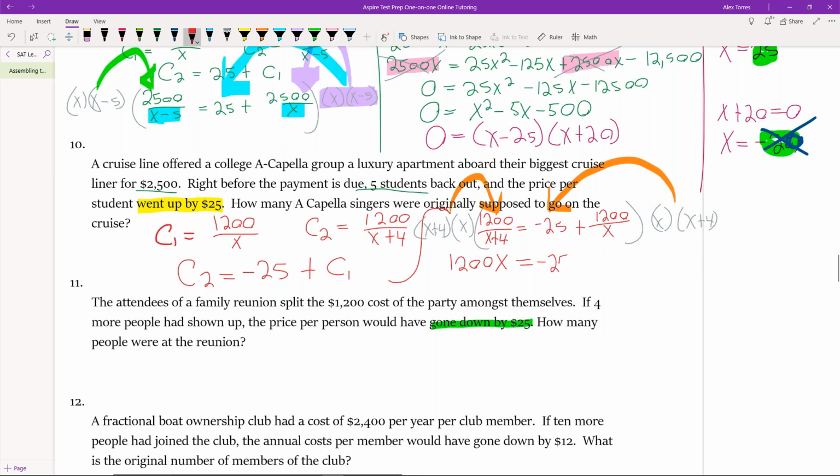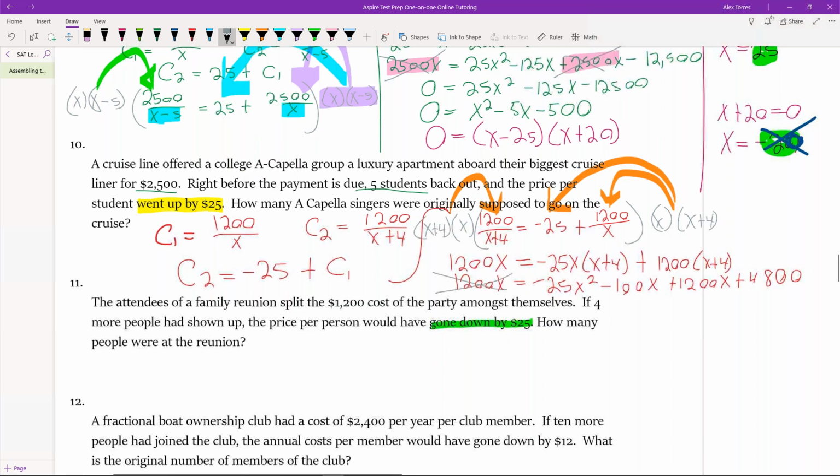So you have negative 25 multiplied by x, also multiplied by x plus 4. And when you distribute into the third spot, the x's are going to cancel. So you have 1200 parentheses x plus 4. Distributing out a little, 1200x equals negative 25x squared minus 100x plus 1200x plus 4800. And now you can subtract 1200x from both sides, which will make these two things drop away.